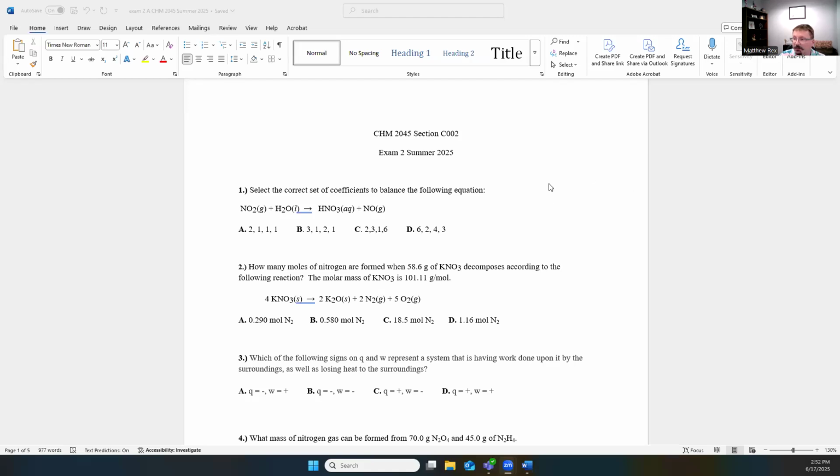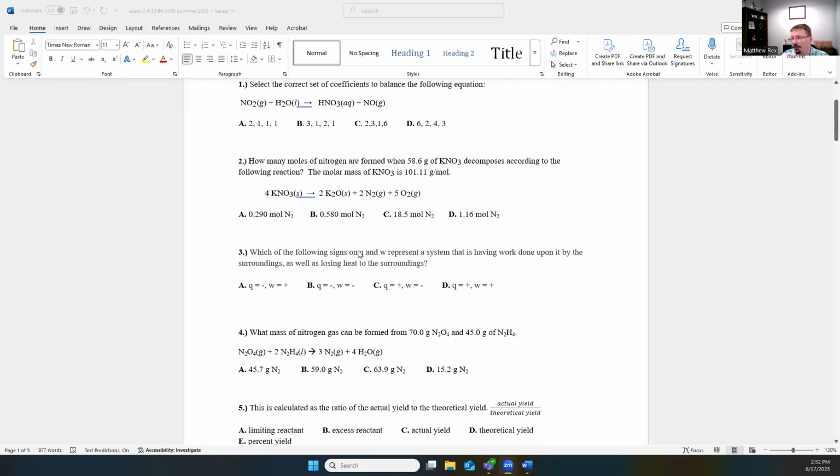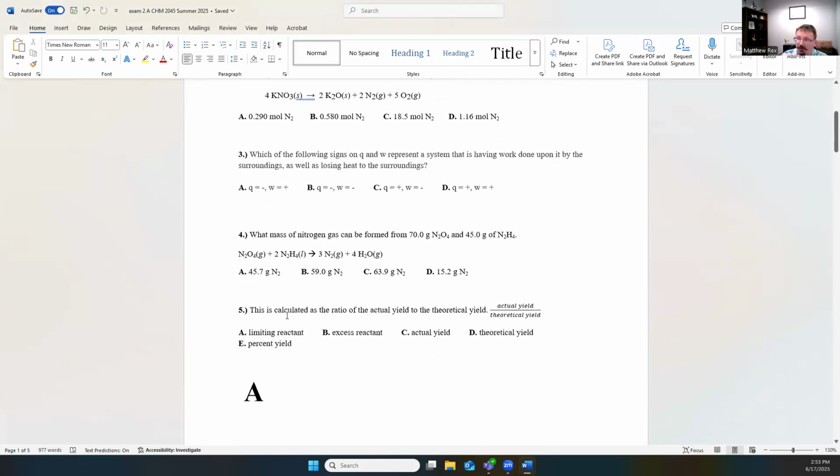Next, we'll look at which of the following signs on Q and W represent a system that's having work done upon it by the surroundings, as well as losing heat to the surroundings. So Q is our heat term. If it's losing heat, then it should have a negative sign. So that right there is either going to be answer A or B. And it's having work done upon it by the surroundings. So the surroundings are doing work on it, putting energy into it. So the work term, the W term there should be positive. So that should be answer A right there.